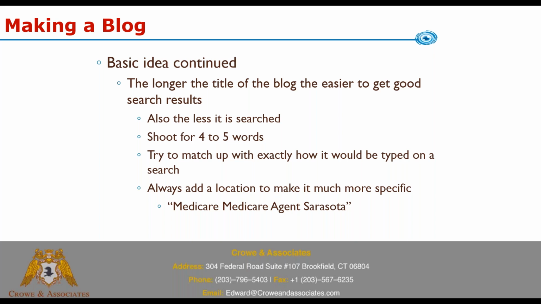So when you're making the title of your blog, you want to shoot for 4 to 5 words on that title. It can be longer, it does hurt your search results a little, but it certainly shouldn't be shorter. 3-word blog titles are tough. You really want to go 4 to 5 words. And again, try to match it up with exactly what somebody is searching. You can always add a location to the end of it to make it more specific. So again, ignoring my typo here, Medicare Advantage Agent, but you throw Sarasota or the name of a town or a city or a location on there, it's going to be searched a lot less. There's going to be a lot less competition, but you can win doing that.